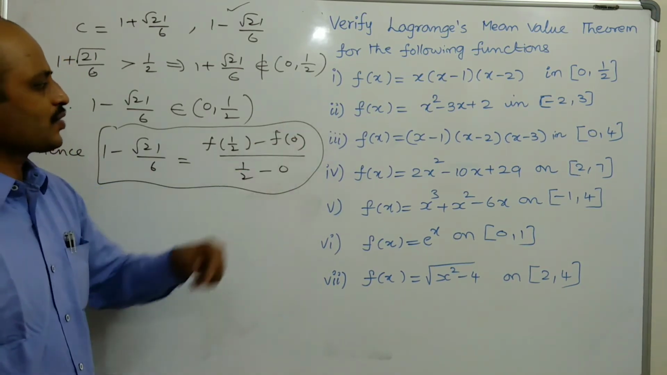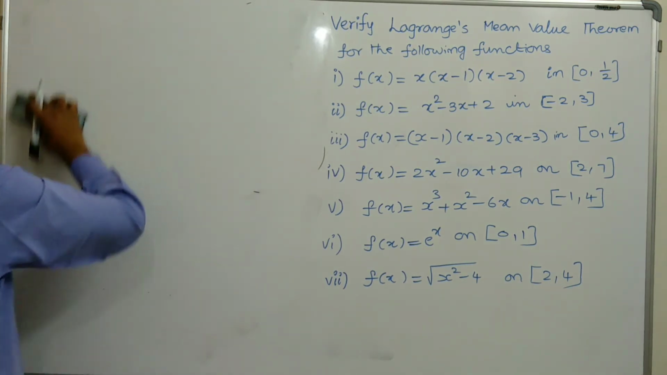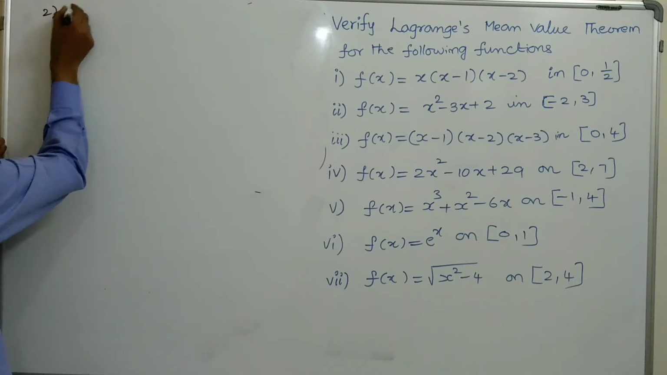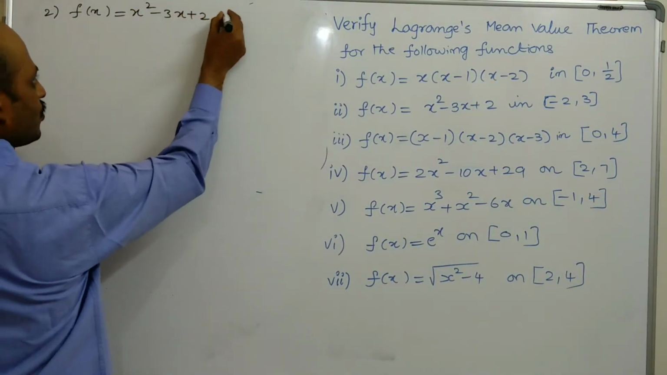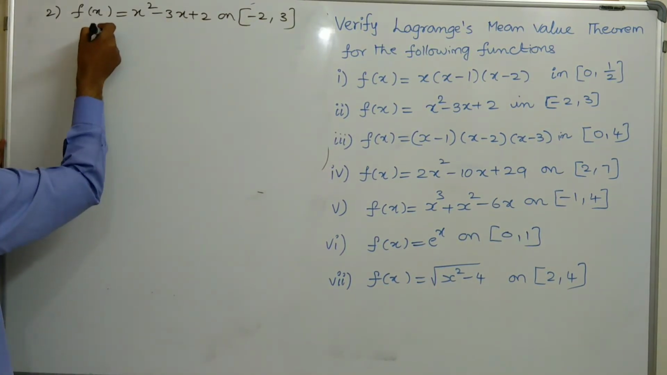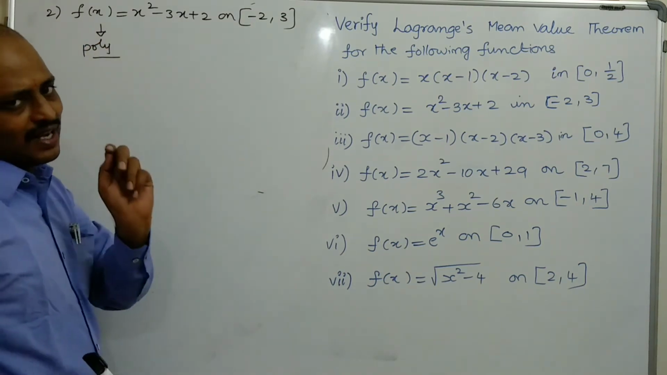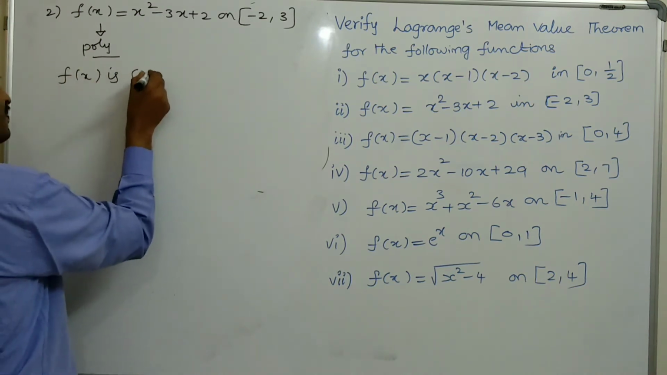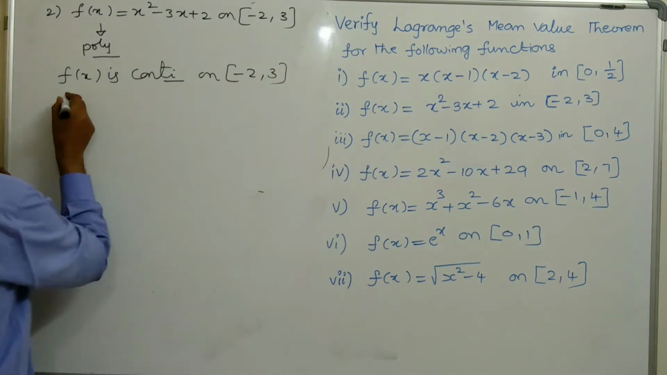Observe that. Let us go for the second problem. Here f of x is equal to x square minus 3x plus 2 on the closed interval minus 2, 3. Very clear, this is a polynomial. We know that every polynomial is continuous as well as derivable. So f of x is continuous on the closed interval minus 2 comma 3.